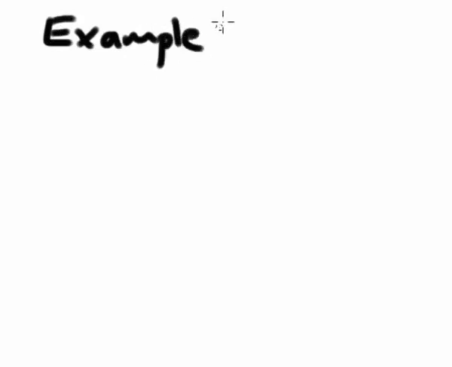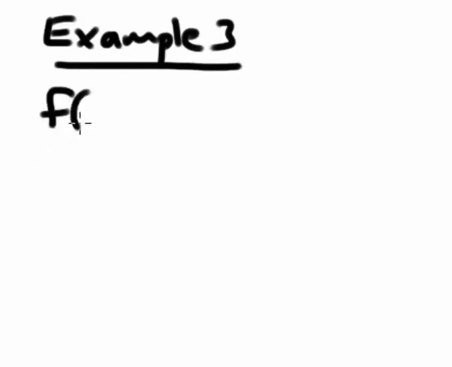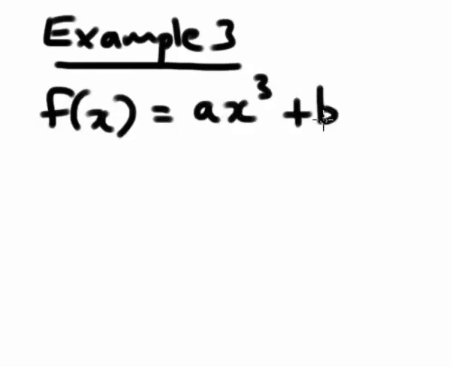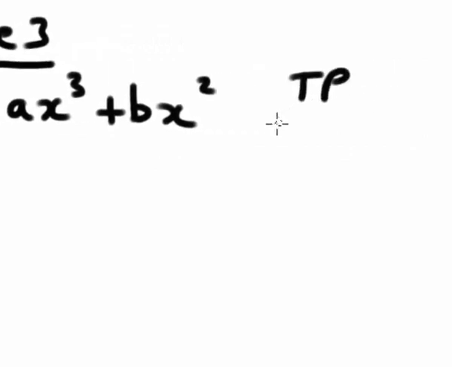Okay, let us do a third example. In the third example, we're going a little bit more tricky, so bear with me on this one. What I want to do in example 3 is give you the graph of f(x) equal to ax cubed plus bx squared. And this graph has a turning point, and that turning point will be at (2, -4) on the graph.